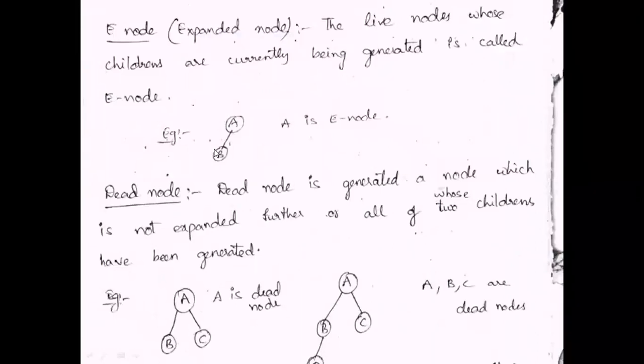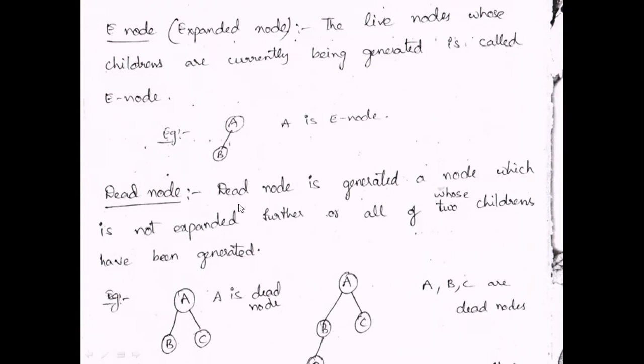Suppose here A node is the first live node. A node is an expanded node. After generating its children, currently generated B child, and next C child. So the A node is an expanded node.